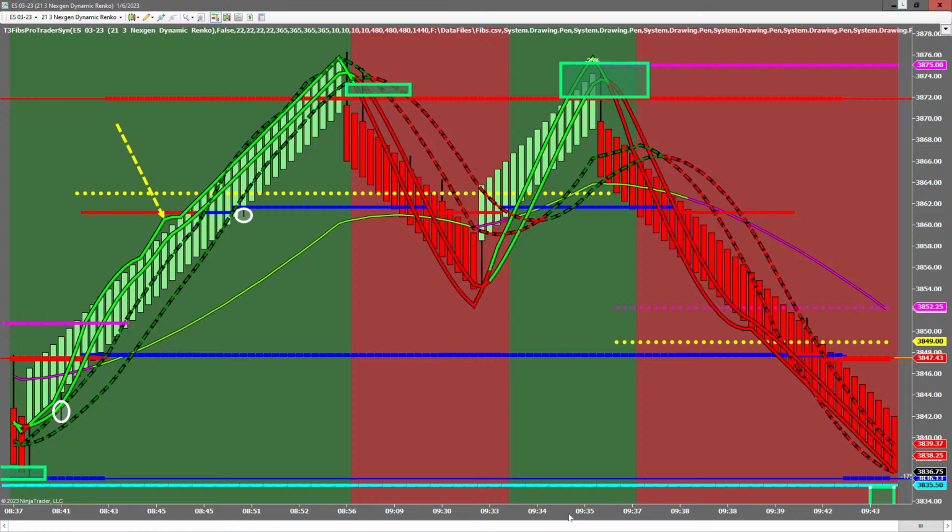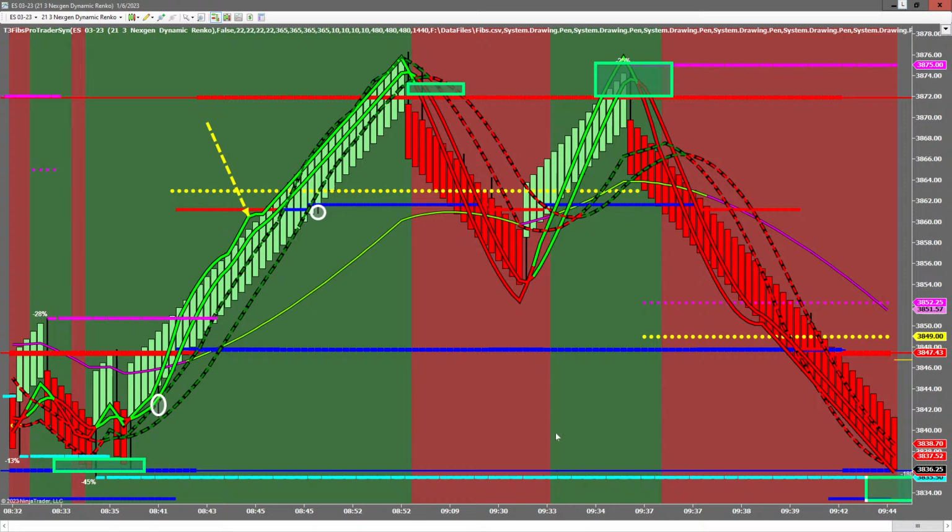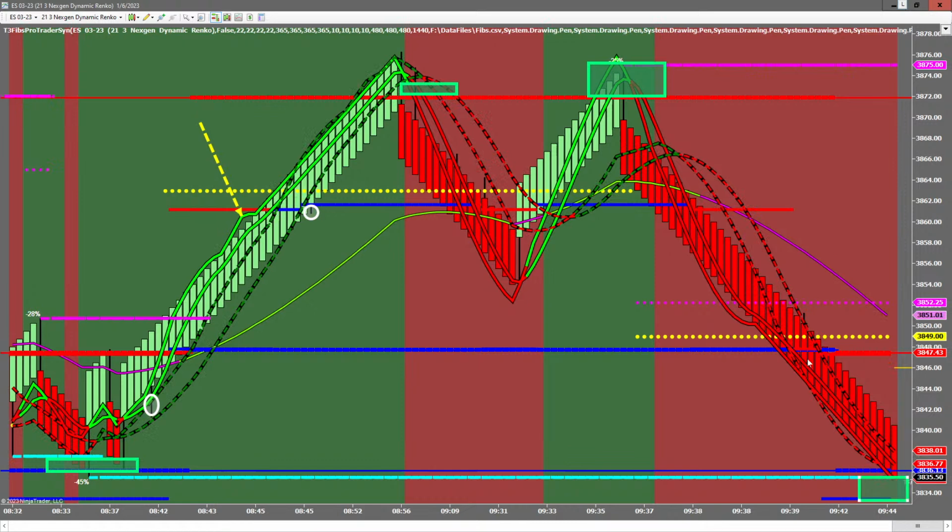Now, will it stop down here? That's the question, and I don't know. I mean, that's a good target for short trades if you're short, not necessarily go long spot yet, right? We'd have to have a lot of work to be done.